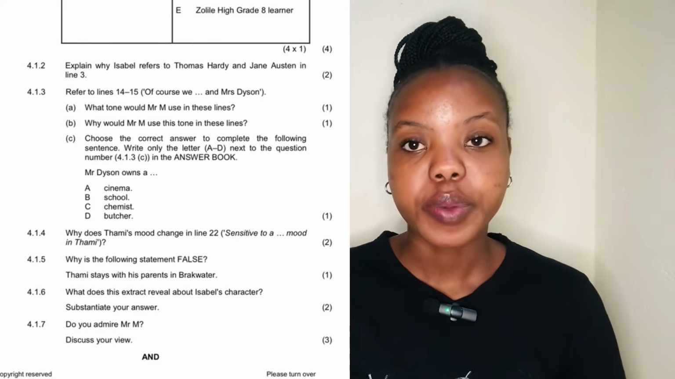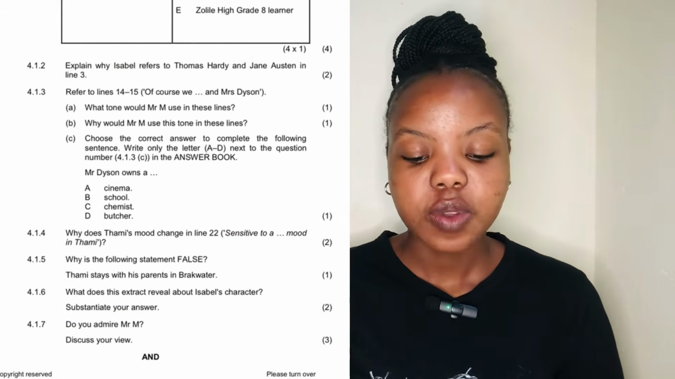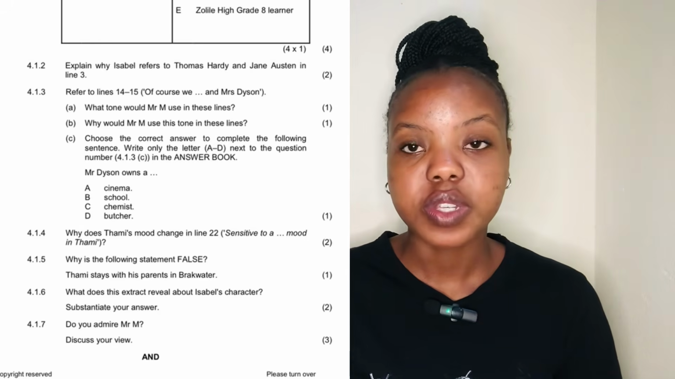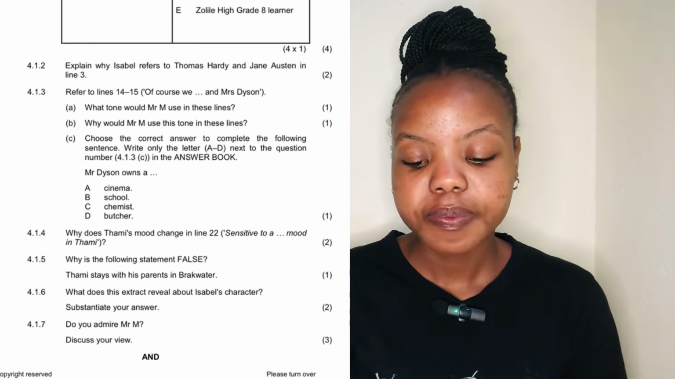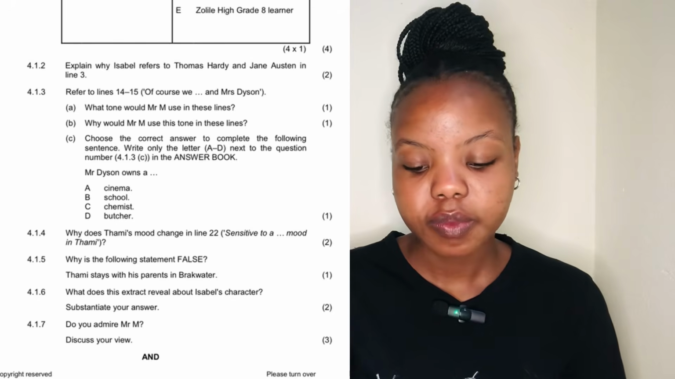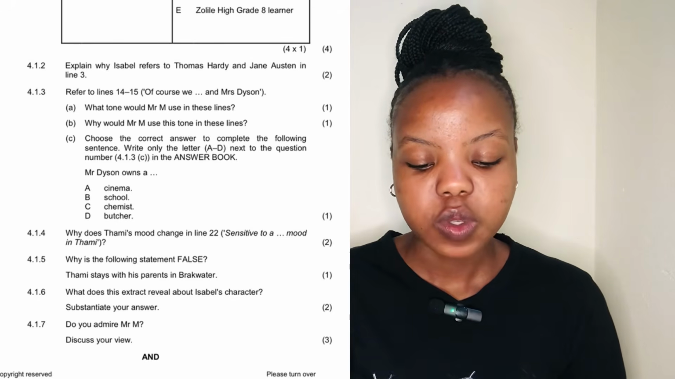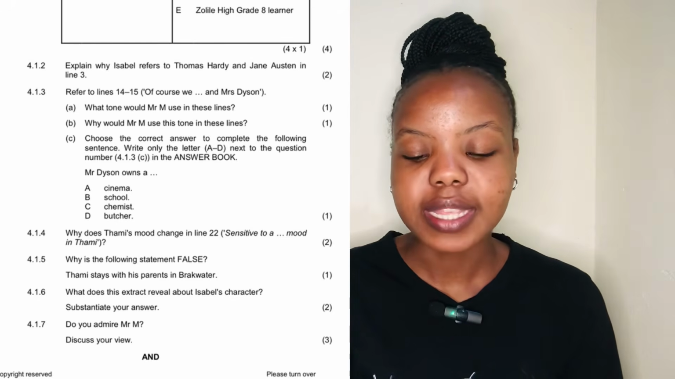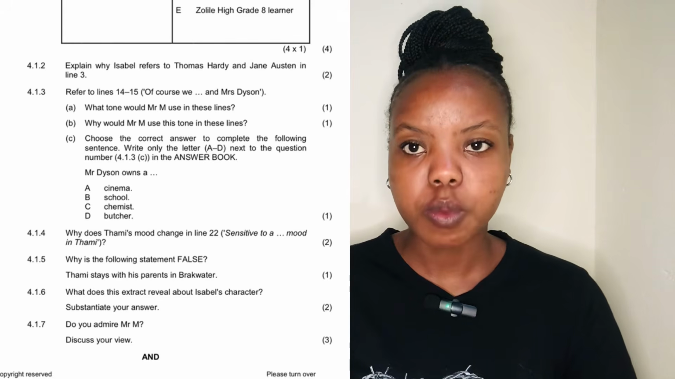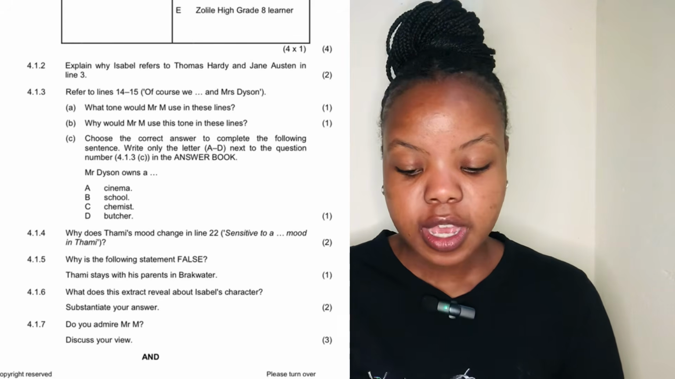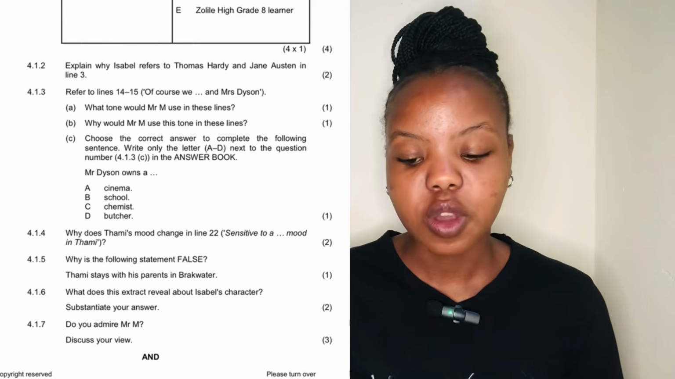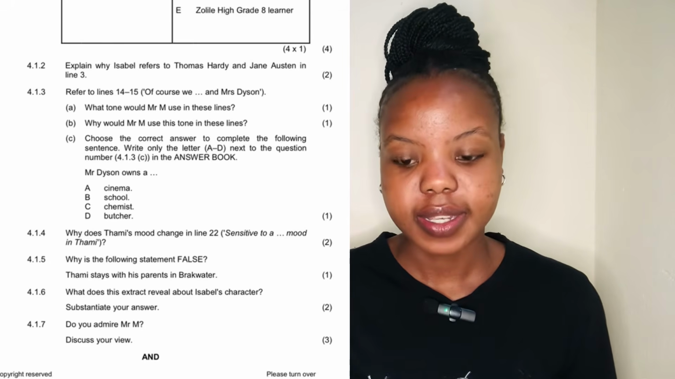Moving on to 4.1.3, refer to lines 14 to 15, which read as follows: "Of course, we and Mrs Dyson." A reads as follows: What tone would Mr M use in these lines? What tone do you think Mr M would use in these specific lines? The correct answer would be pleasant, or polite, or excited.